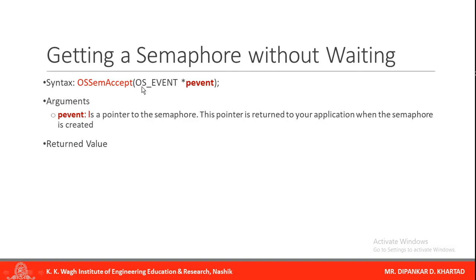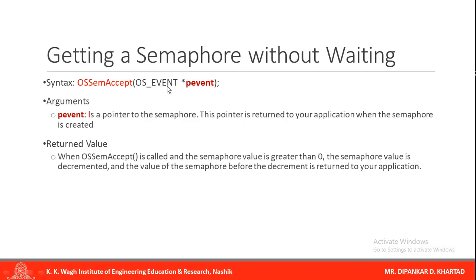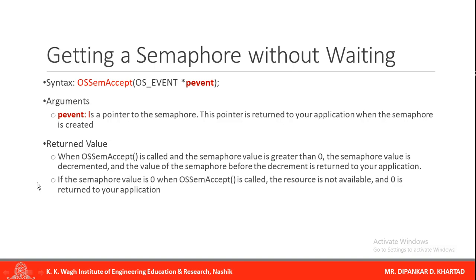Now what will it return? When the semaphore is called and the semaphore value is greater than 0, the semaphore value is decremented, and the value of the semaphore before the decrement is returned to your application.